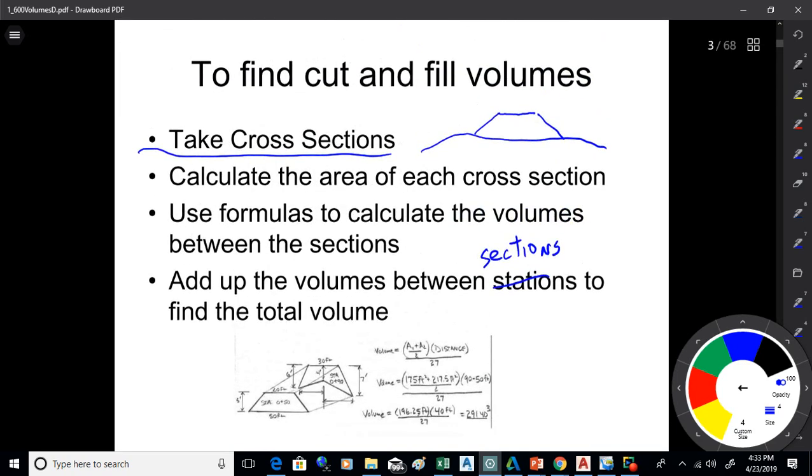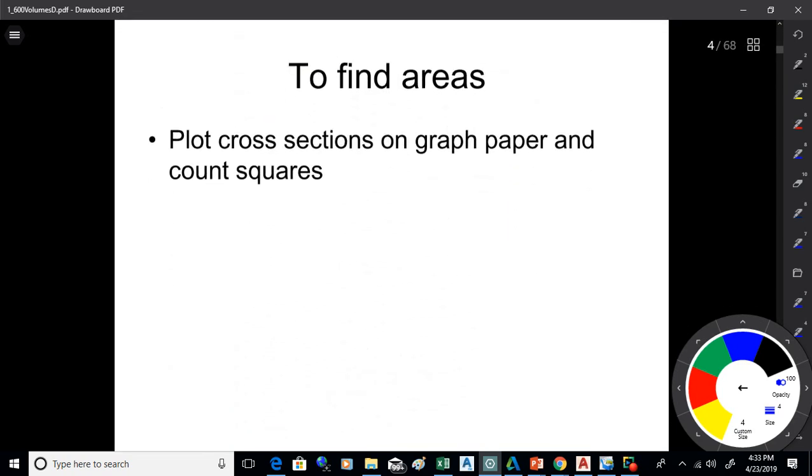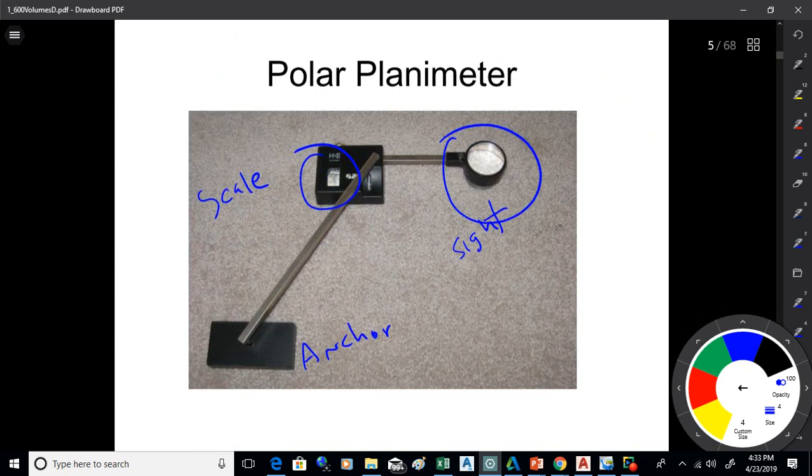So the first thing we've got to do here is find areas. Now there's a lot of ways to do that. I've done estimates just using graph paper and counting squares. I've done that before. There's also an instrument that was used kind of before the digital age. It's called a polar planimeter. It has an anchor block. It has a sight that you run around the area, and it has a scale that you read to determine the area. Kind of an interesting little instrument that you could use to find the area of an irregular shape.